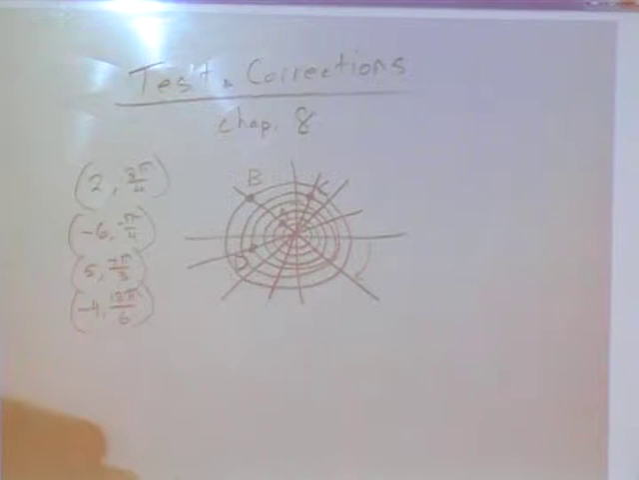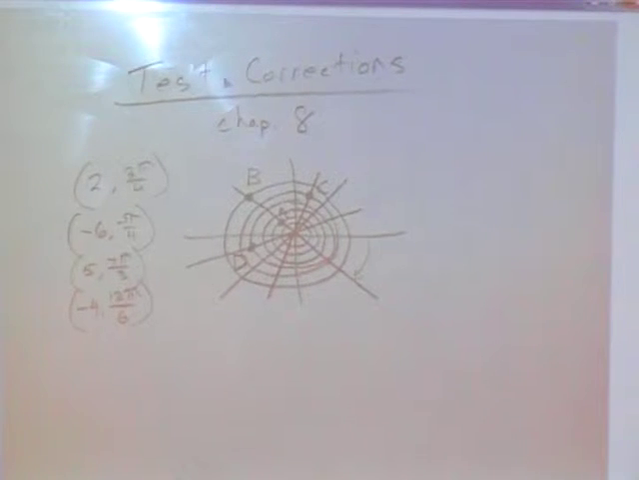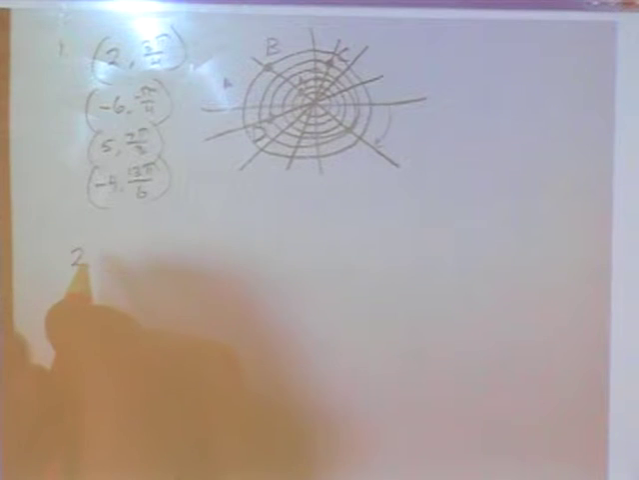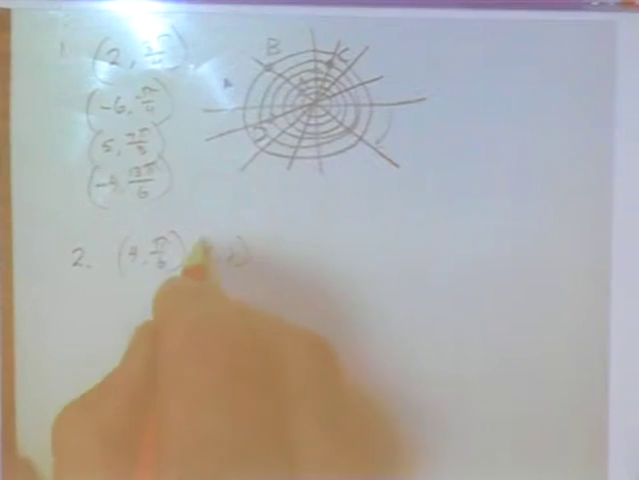How do you feel about those now? A lot of you missed the last couple. All right, that's number 1. Let's take a look at number 2. Number 2, rectangular coordinates, so 4 and pi over 6. We want x and y.